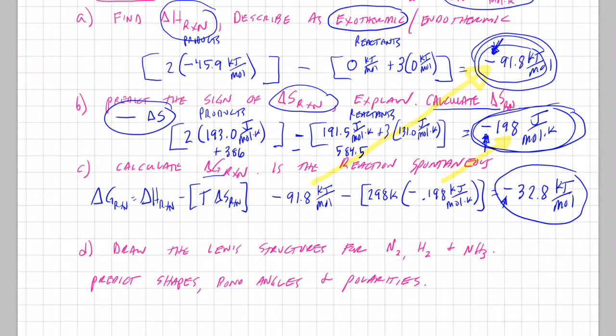Do you remember? That's right. If delta G is negative, the reaction is spontaneous, right? I do not have to add heat. Free energy is actually being released. So that's spontaneous. All right.